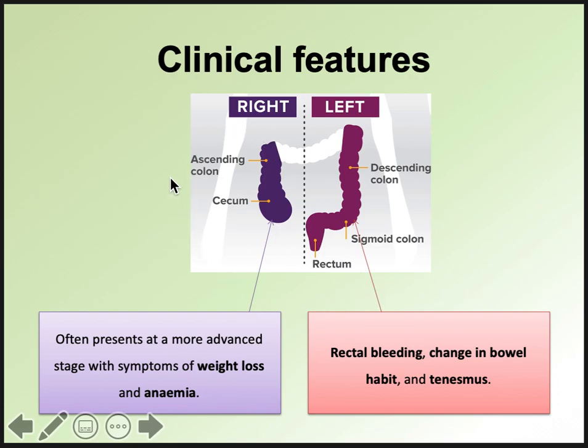Tumors in the right side of the colon, so in the ascending colon and the cecum, often present at a more advanced stage with symptoms of weight loss and anemia, as they don't have these very obvious features on presentation. In fact, some individuals may have no clinical features and may simply be diagnosed with CRC based on a screening test.